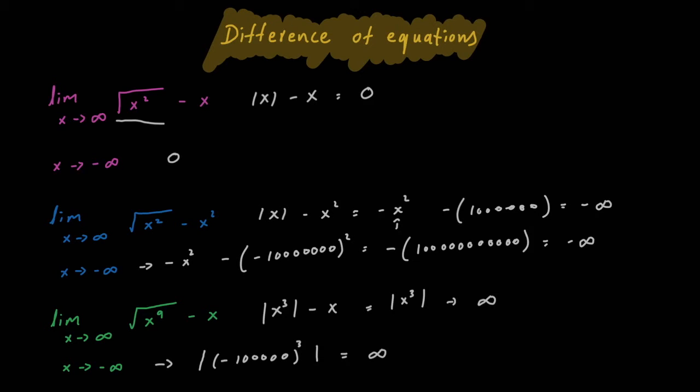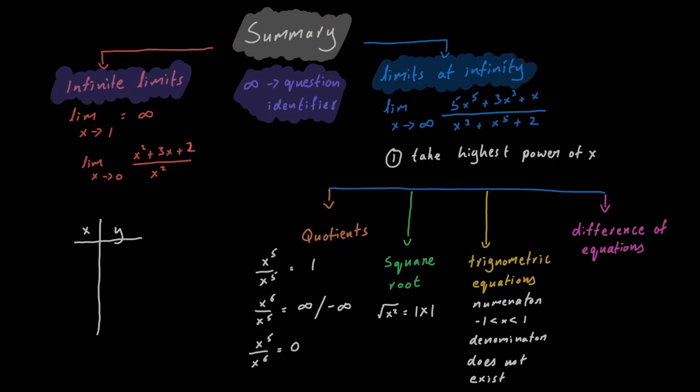Let's summarize what we have learned up till now. So we learned that whenever we see this infinity sign, we know that the question is from infinite limits. Now x can reach a numerical value and y can reach infinity, in which case we have to make a table and then find an answer. In the other case, when x is reaching infinity, we simply know that the first step is to take the highest power of x.